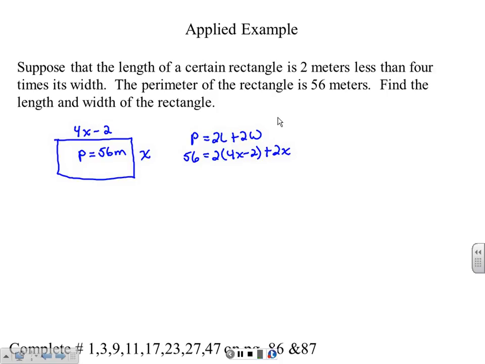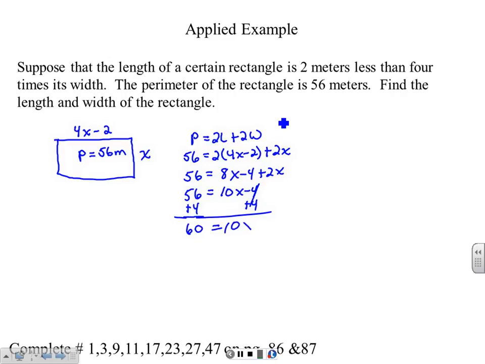So I guess we need to solve for x because the question says find the length and the width of the rectangle. So let's figure out what x is going to be. Let's distribute. And then we'll combine like terms. And now we'll solve for x. So let's add 4 to both sides. So we'll have 60 is equal to 10x. Divide both sides by 10, and we'll get x is equal to 6.